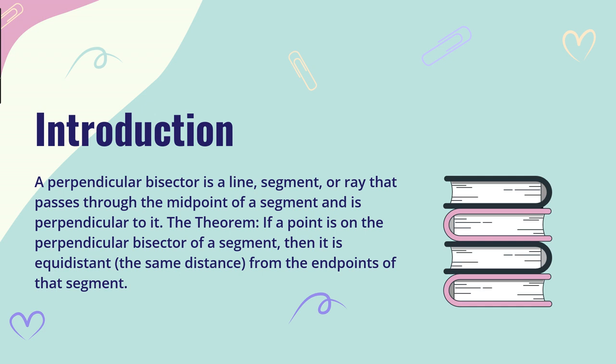And there's a theorem that's related to this. It says that if a point is on the perpendicular bisector of a segment, then it has the same distance. Another word for the same distance is equidistant. It has to be equidistant from the endpoints of that segment.